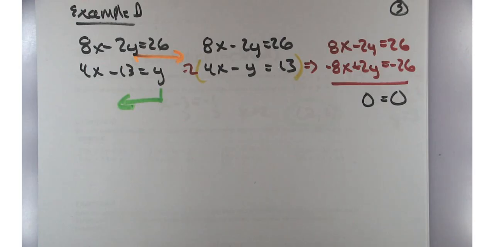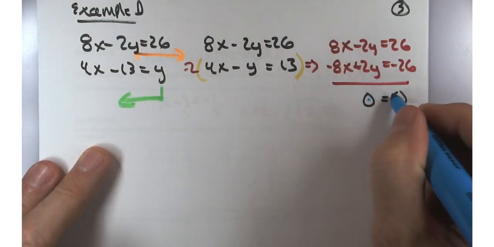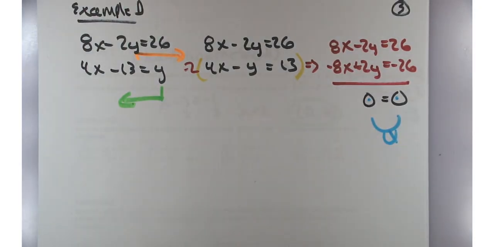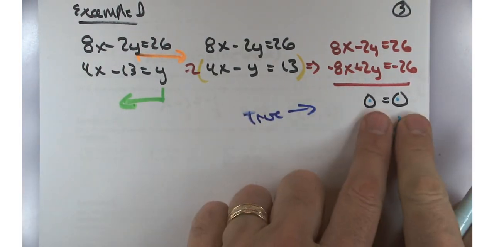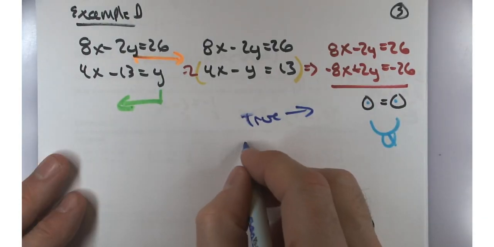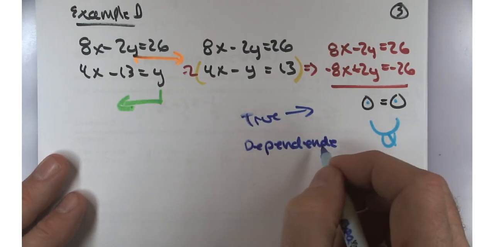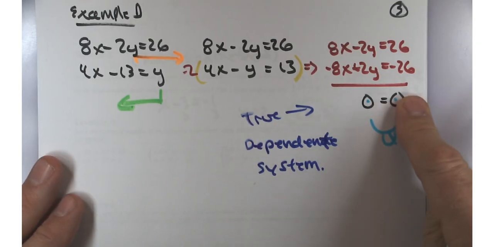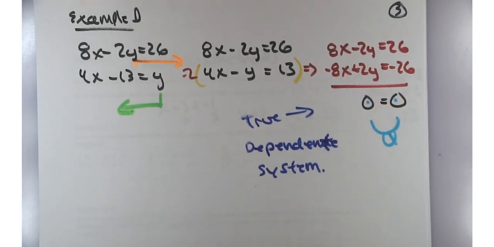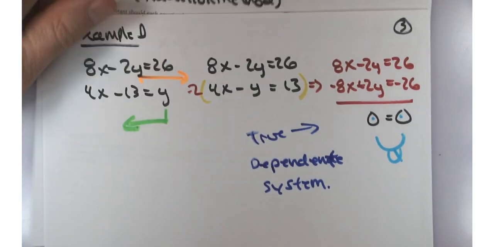So those two are the same. That's wonderful. But the thing is that this is a true statement. And if it's true and you end up with something like this where the variable's dropped out, that's telling you you have a dependent system. Keep in mind that this is true. Even though it's kind of trivial, 0 does equal 0. It's like, yeah, okay, not telling me anything really earth-shattering there. It's true. And so this is reflecting the geometry of the situation, that the two lines are really one on top of the other.